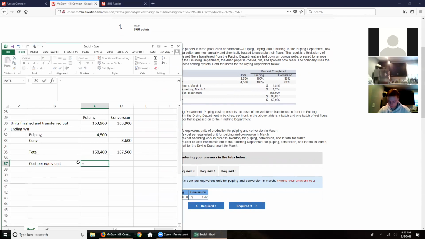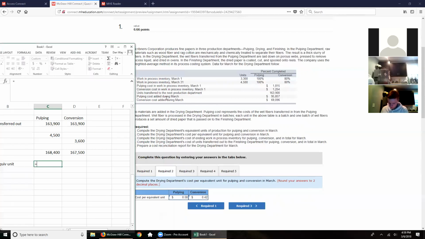So we had costs associated with pulping for this period of 95,857. And then we had 168,400 units. Whoops. Need more decimals. So that's 57 cents per equivalent unit. I guess they have a slightly different rounding.